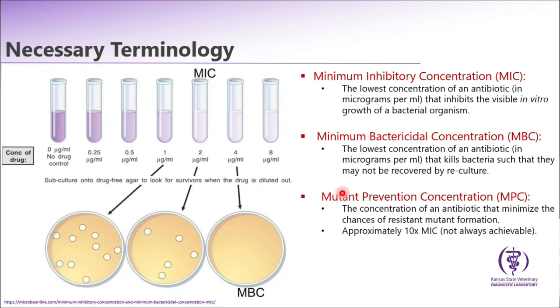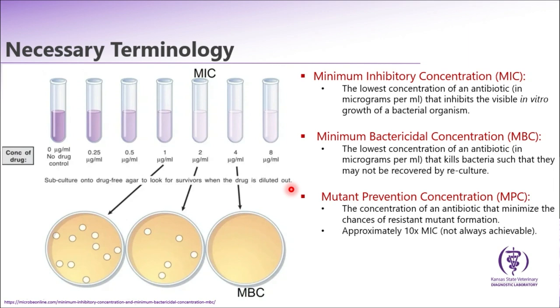And for bacteriostatic agents, usually there is a gap between the MIC and the MBC, usually a few concentrations gap between them, while for bactericidal antibiotics like beta-lactams or aminoglycosides, the MIC and the MBC are very close to each other, probably one concentration difference.